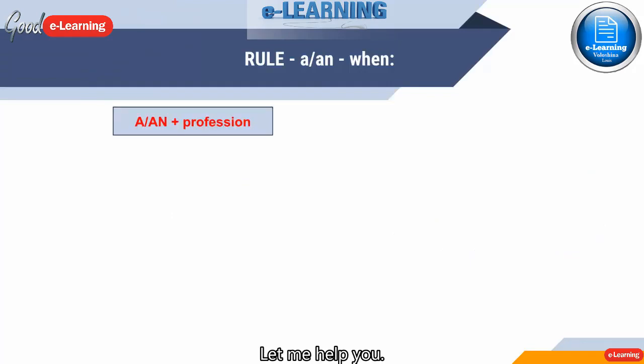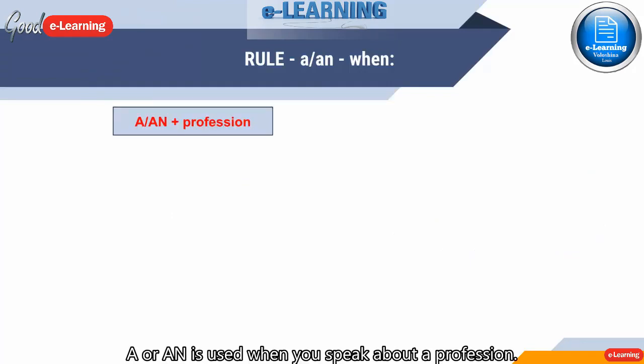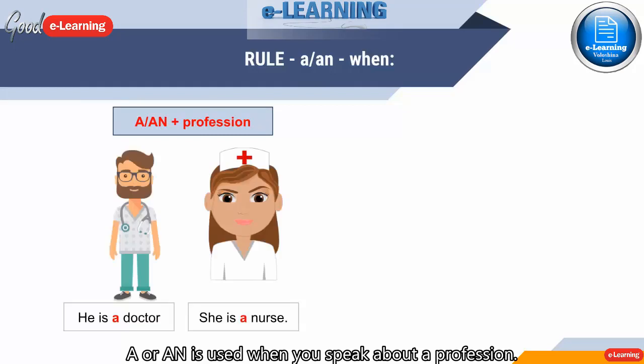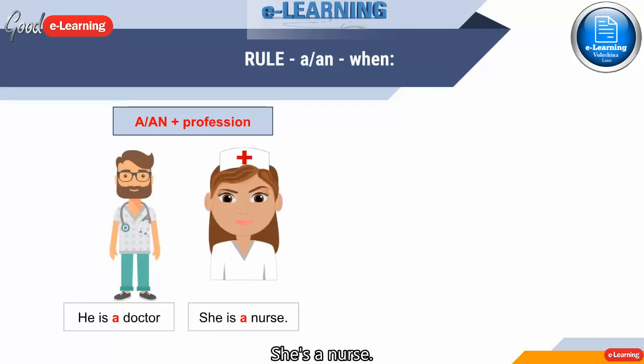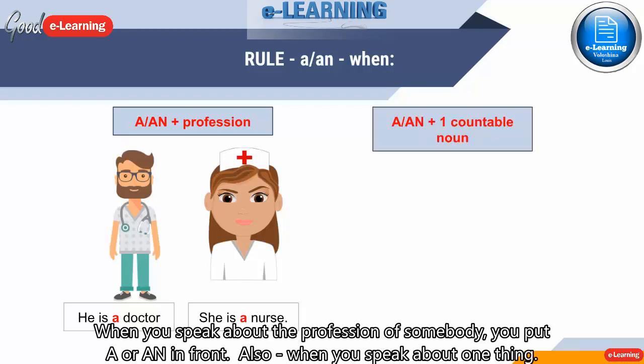Okay, let me help you. A or an is used when you speak about a profession. He is a doctor. She is a nurse. I am a teacher. You are a student. He is a programmer. She is a painter. When you speak about the profession of somebody, you put a or an in front.